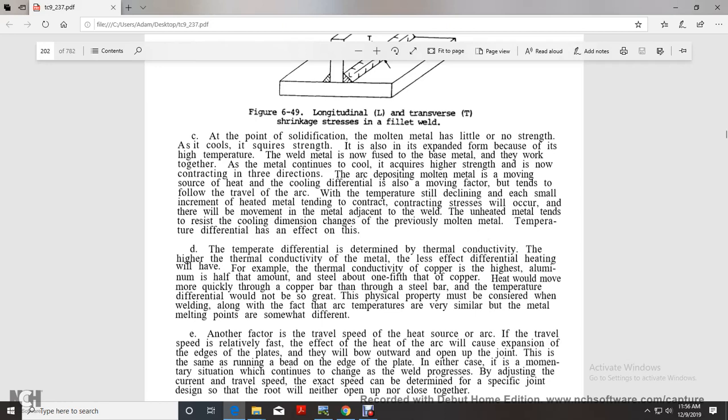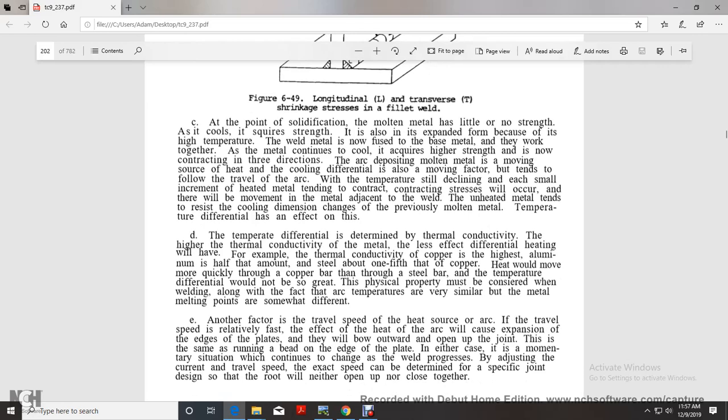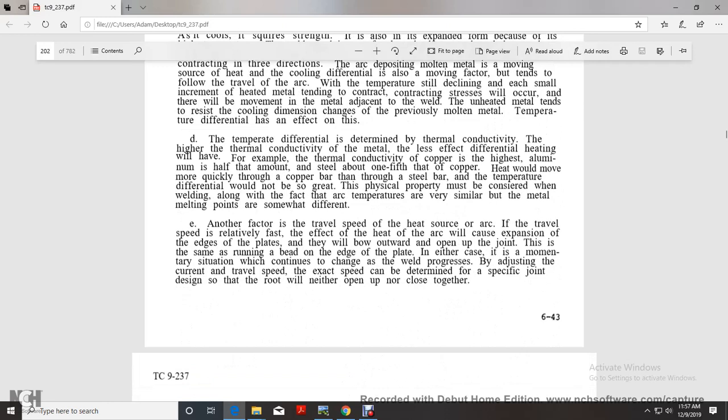Depositing molten metal moves the source of heating, and the cooling differential is also a moving factor, but it tends to flow and travel with the arc. The temperature declines in each small increment of heated metal, depending on the contraction stress that will occur with the weld and the movement of the metal adjacent to the weld. Unheated metal tends to resist the contracting dimension of the previously molten metal, and the temperature differential has an effect on this. The temperature differential is determined by thermal conductivity. The higher the thermal conductivity of the metal, the lesser the differential heating.